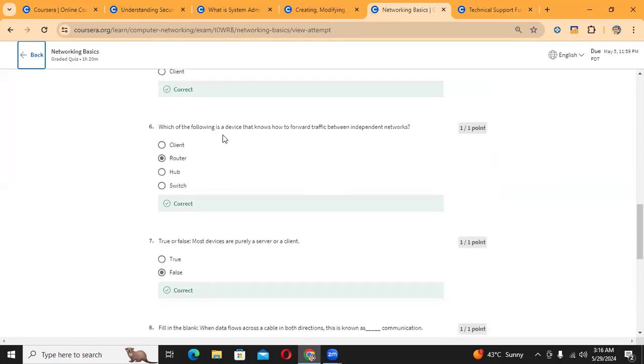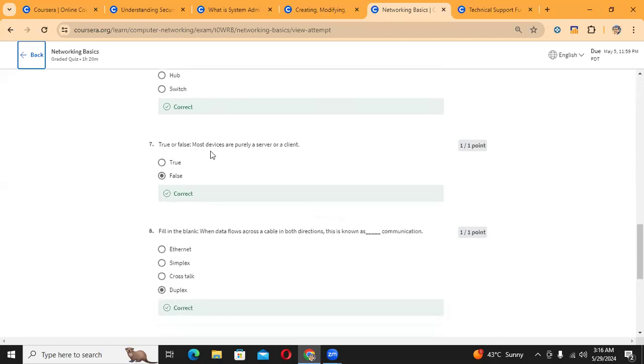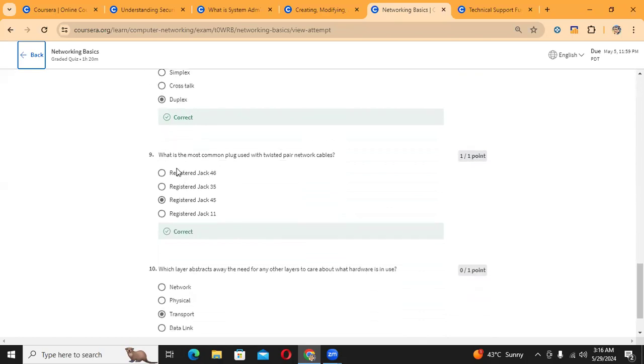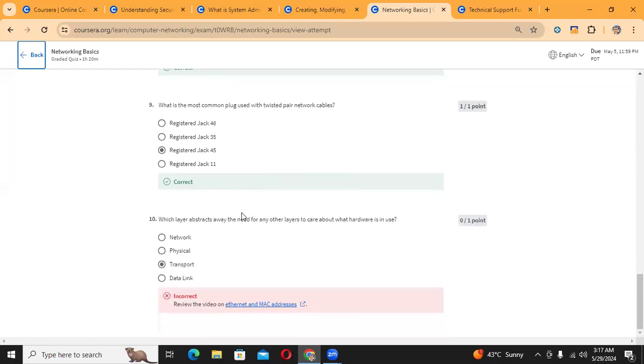And sixth question, which of the following is the device that knows how to forward traffic between independent networks? So it's a router. Keep it in your mind. True or false, most devices are purely a server or a client. Yes, it's false, because most devices are not purely server or client. In the eighth question, when data flows across a cable in both directions, this is known as duplex communication. What is the more common plug used with twisted pair network cables? So it's Registered Jack 45.